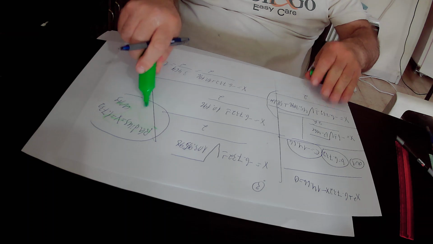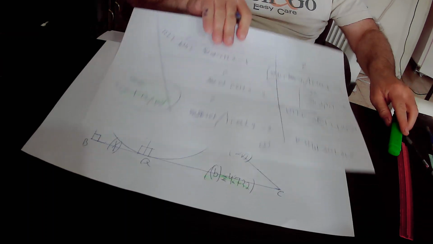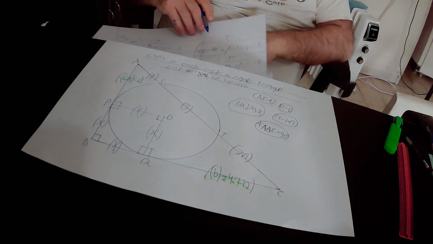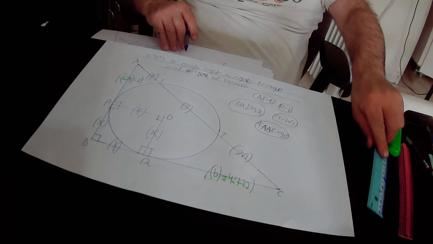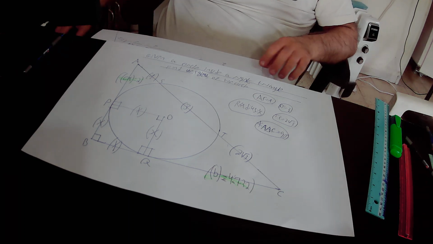Repeat again. The radius of this circle x equals 1.732 units. So in the next step, I will summarize the lecture.